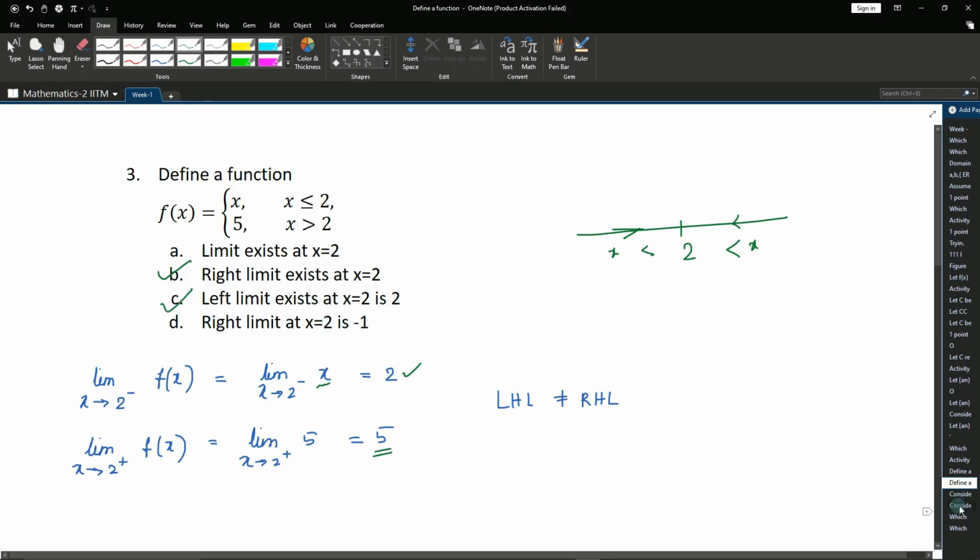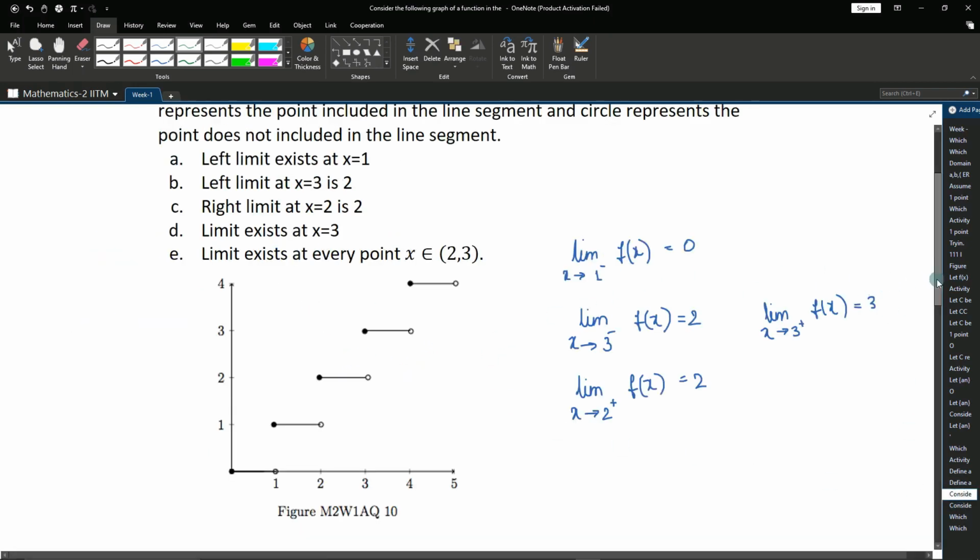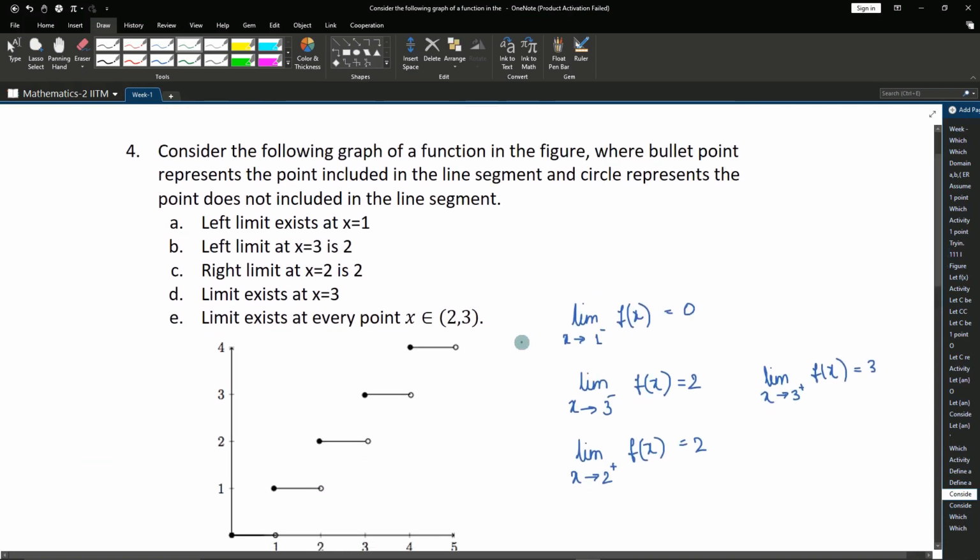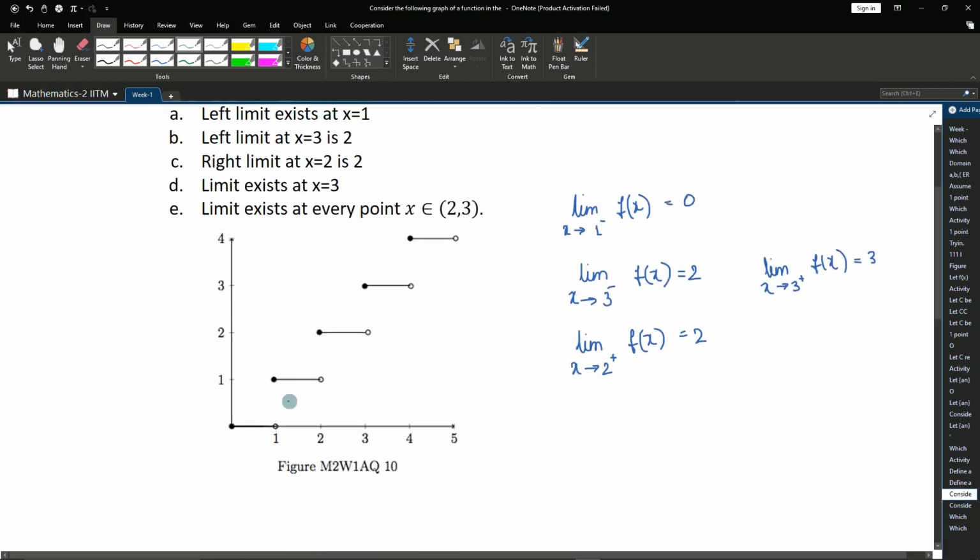So, next question. We have a step function. For the first option, it tells us the left limit at x equal to 1. For the left limit at x equal to 1, we are approaching 1 from the left side. So this is tending towards 1.